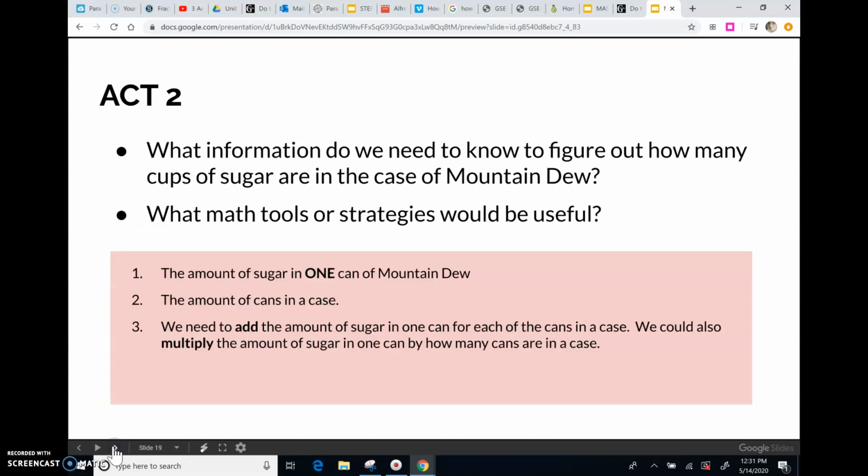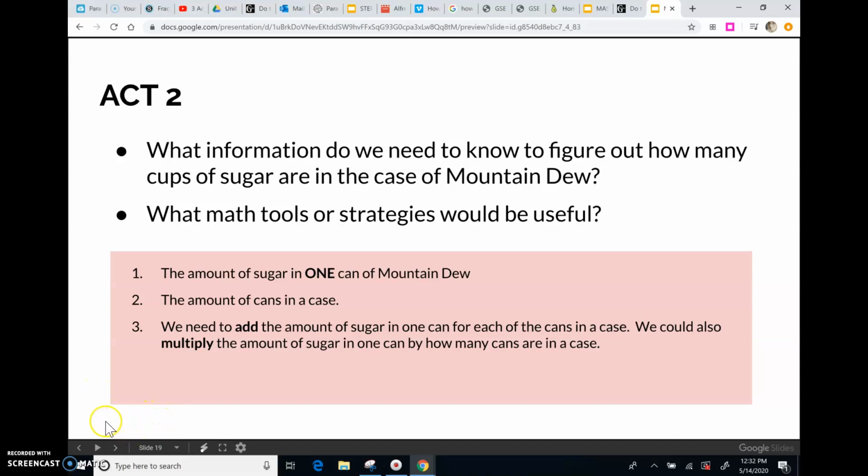So here's some of my thoughts. I was thinking that we would need to know how much sugar is in one can of Mountain Dew, how many cans are in the case of Mountain Dew, and then I'm thinking we need to add up the amount of sugar in one can multiple times. Like how many cans there are in a case, that's how many times we'd have to add that number together. Or we could also multiply the amount of sugar in one can by how many cans are in the case. So it's either multiplying or repeated addition that are the strategies I would use once I knew the amount of sugar in one can of Mountain Dew.